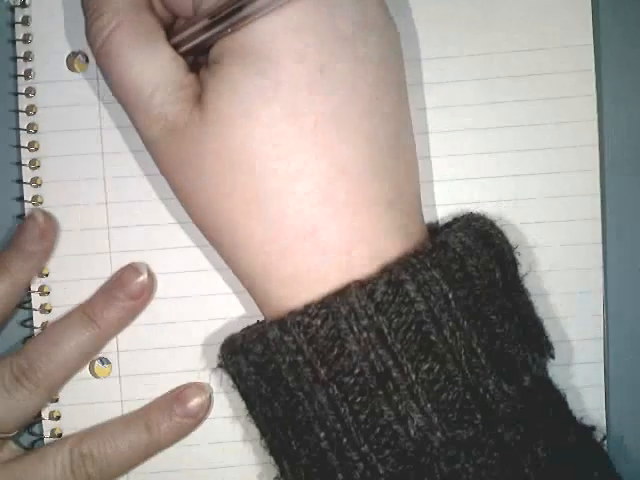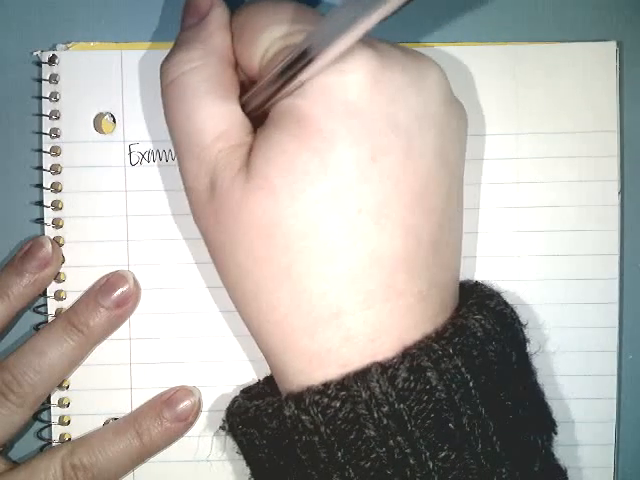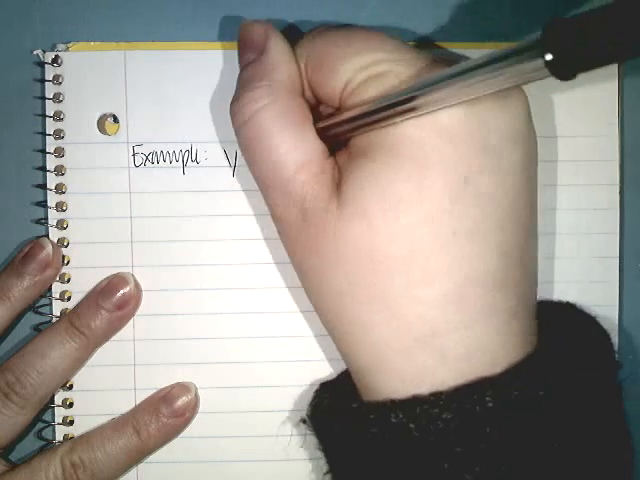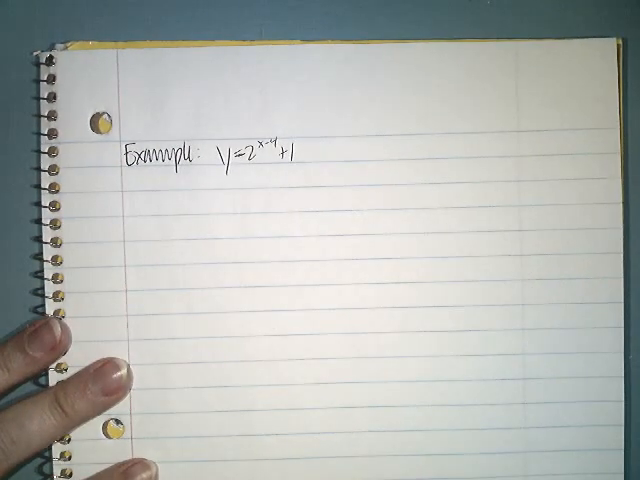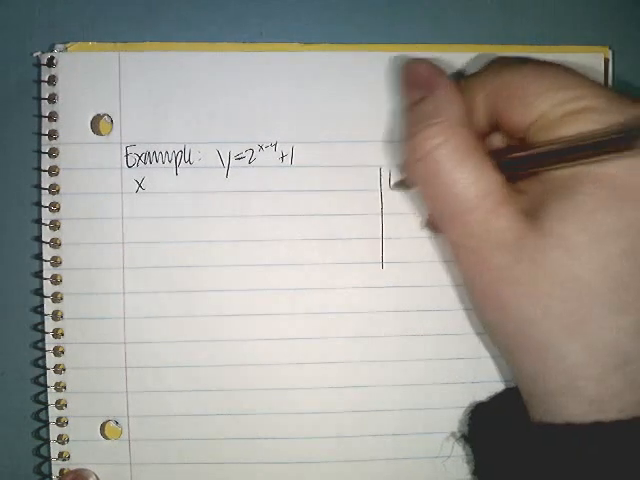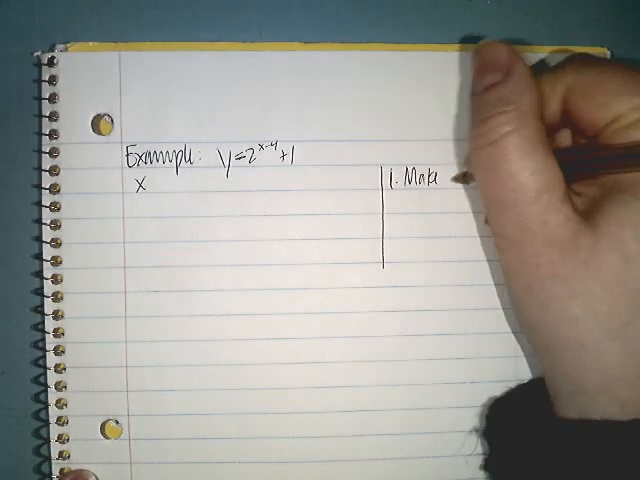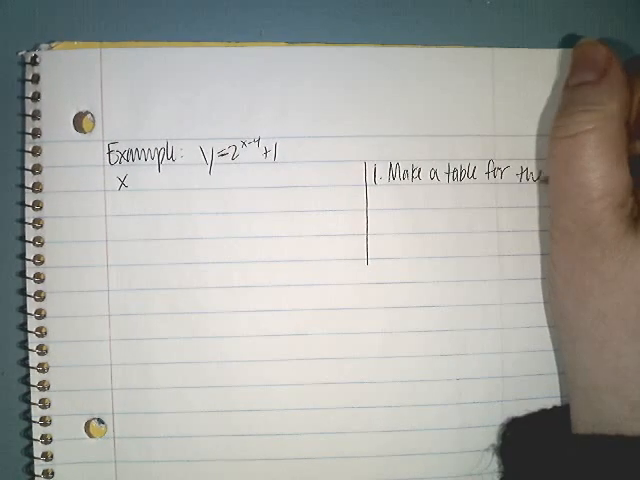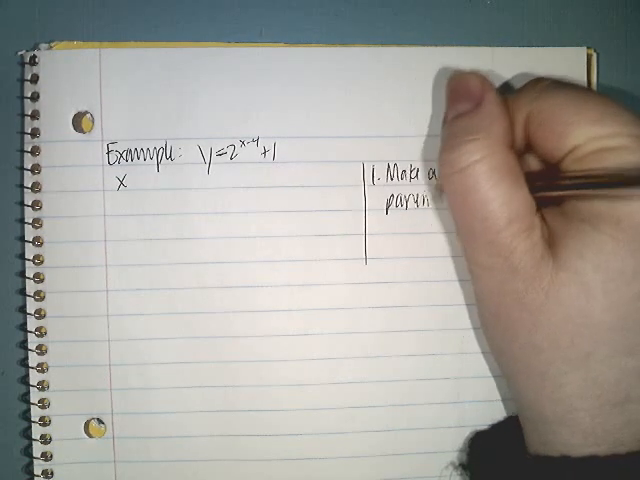So again, I'm going to do another example where y equals 2 to the x minus 4 plus 1. So it's the same one. I'm just now going to apply my transformations here. So in my original function, I'm going to make a table. Sorry, I'll write my steps. So my first step is going to be to make a table for my parent function, which would be y equals 2 to the x.